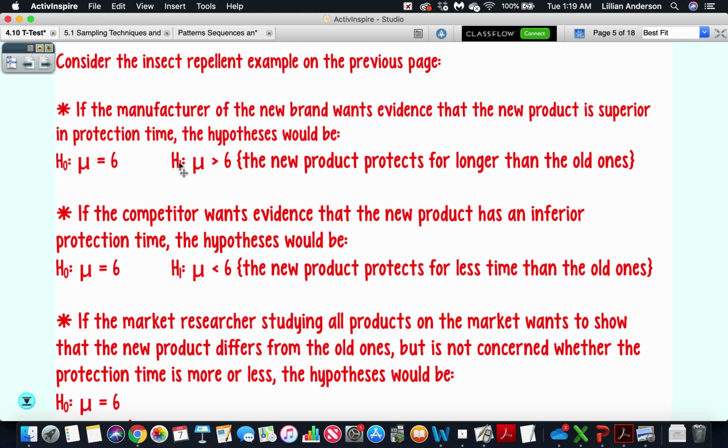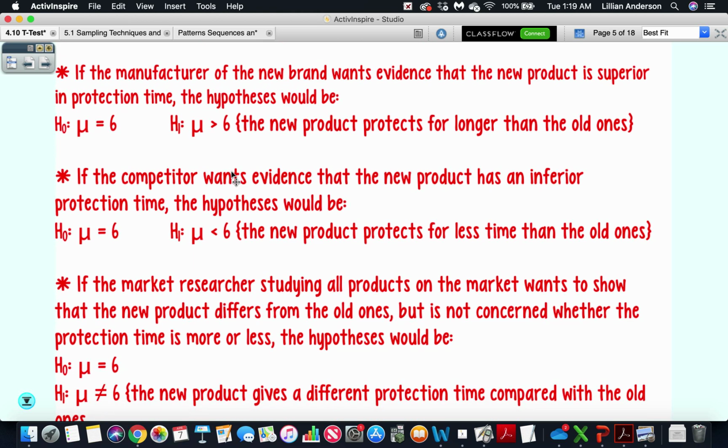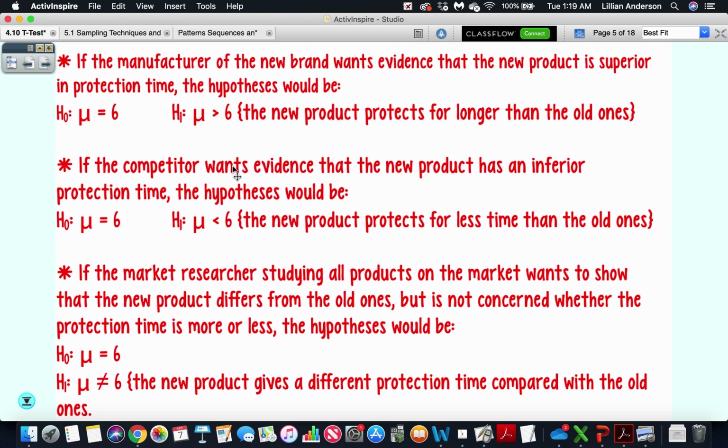Another way that this could be represented, what if it said the market researcher studying all the products on the market wants to show that the new product differs from the old ones, but is not concerned whether protection time is more or less than, then the hypotheses would be null, mu equals 6, but the alternative hypothesis would be mu does not equal 6. Because if you're not concerned whether it's protecting better or worse, then it would just be that it does not protect at the same time that the old product did.